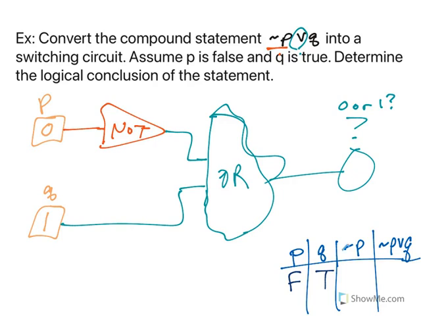So that means not P. Well, if I take the opposite of false, that's true. So now I'm comparing not P or Q. Well, or means one of them has to be true. These are both true. So this is going to be true, which is a 1. All right, so that's how that works. Logical conclusion, it's true.